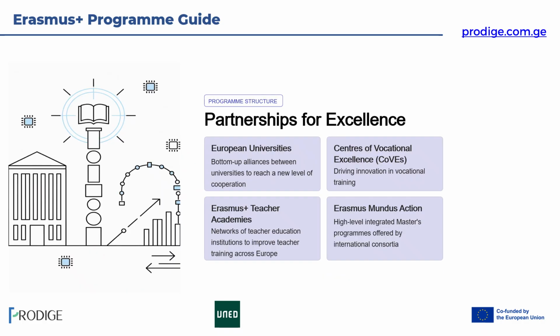Next, we have partnerships for excellence. These projects are more ambitious and target specific sectors with a high level of innovation. They include European universities, promoting bottom-up alliances between universities to reach a new level of cooperation. Centers of vocational excellence, COVs, driving innovation in vocational training. Erasmus Plus teacher academies, creating networks of teacher education institutions to improve teacher training across Europe. Erasmus Mundus Action, focusing on high-level integrated master's programs offered by international consortia.